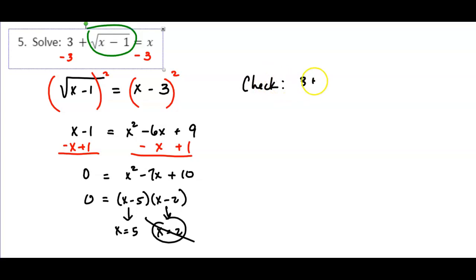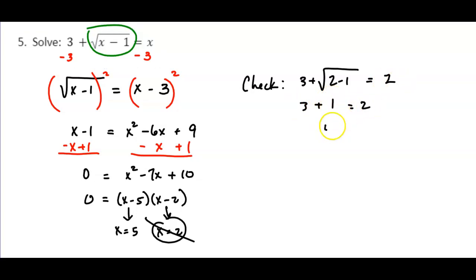So that gives me 3 plus the square root of 2 minus 1 equals 2. 3 plus the square root of 1, which is 1, equals 2. We get 4 equals 2, but that is not a true statement. So because of that, we cannot say that x equals 2 is a solution. 5, however, does work. When you plug it in, you do get a true statement. So the solution to this equation is that x equals 5.